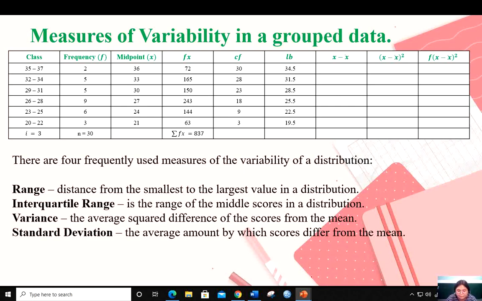Ibig sabihin, kung meron tayong si standard deviation at ina-identify niya yung average difference ng data natin from the mean. Okay? So, ibig sabihin, sa apat na tuklas, ang pinakamalakas dyan ay si standard deviation. Okay po? Ang pinaka-weakest is si range. Okay po? So, mag-focus din tayo. Alam niyo naman na kung paano computein yung range. Okay? Dito tayo mag-focus tayo sa variance and standard deviation.